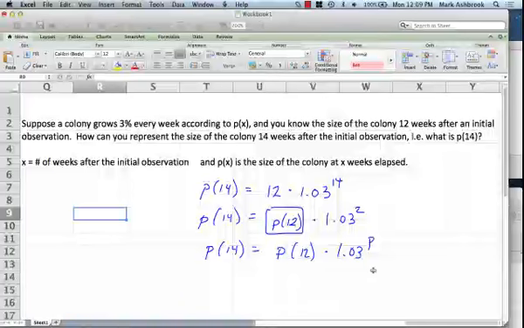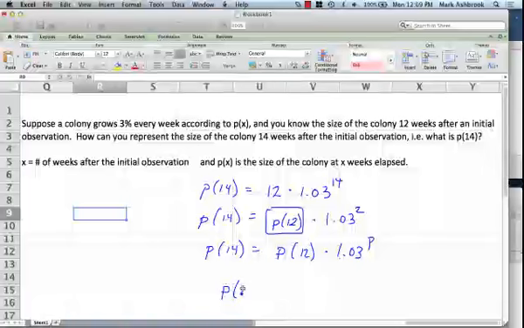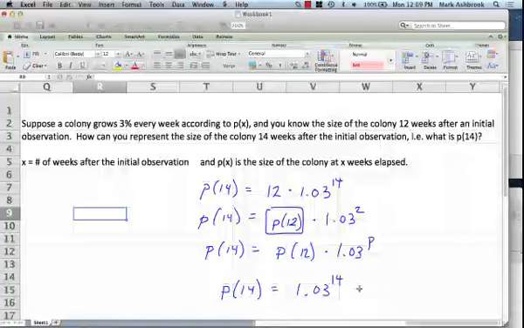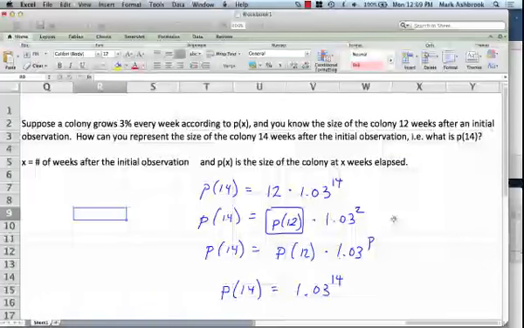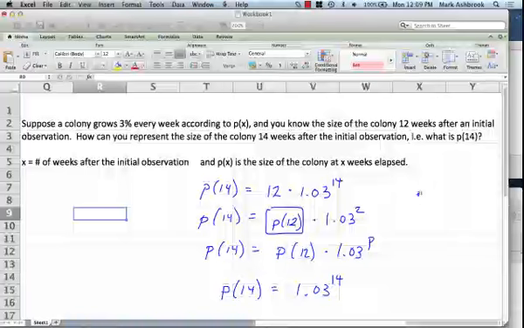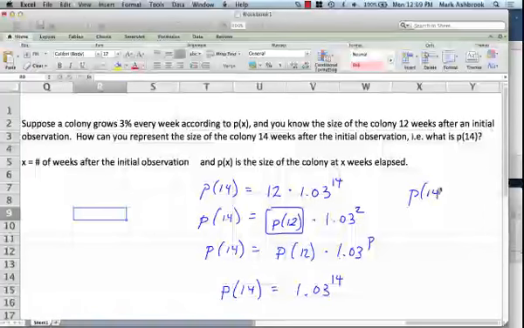Okay, Adam. I would say that the 12 weeks is just information you don't need, so P of 14 equals 1.03 to 14. Oh, lots of possibilities here. Any other suggestions? Lorenzo. P of 14 equals P of 12 plus 1.03 squared?